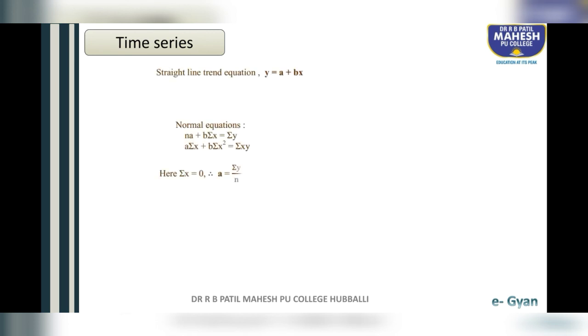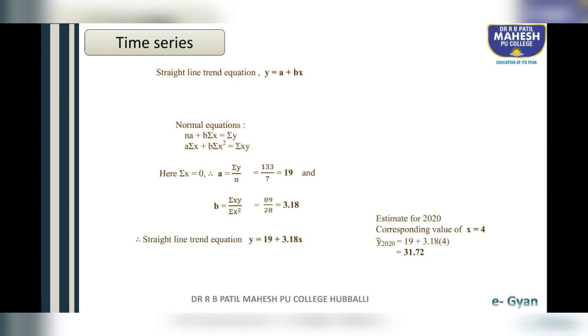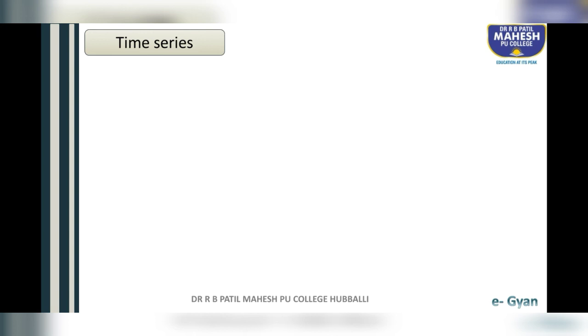Okay, students? To estimate the trend value of 2020, we want the value of x. For 2020, the value of x is 4. So a is 19 plus b is 3.18, into x which is 4. So 19 plus 3.18 into 4. After solving this, the trend value of 2020 is 31.78.